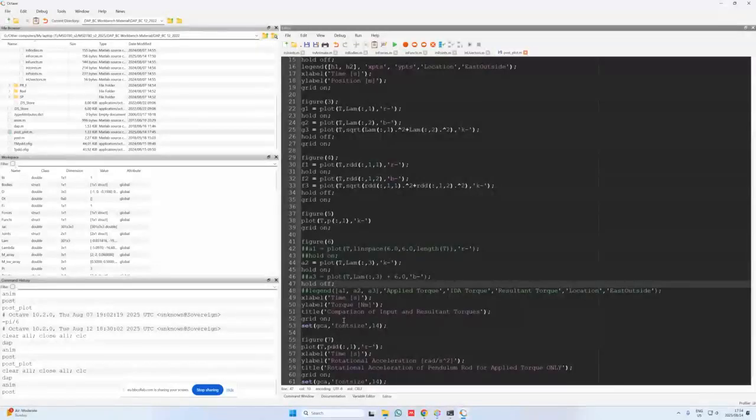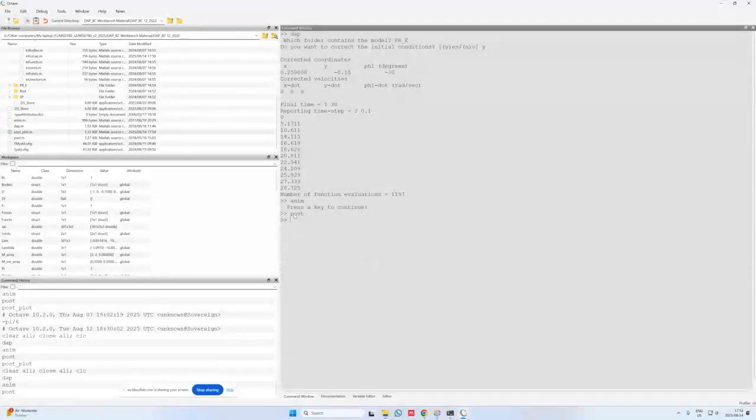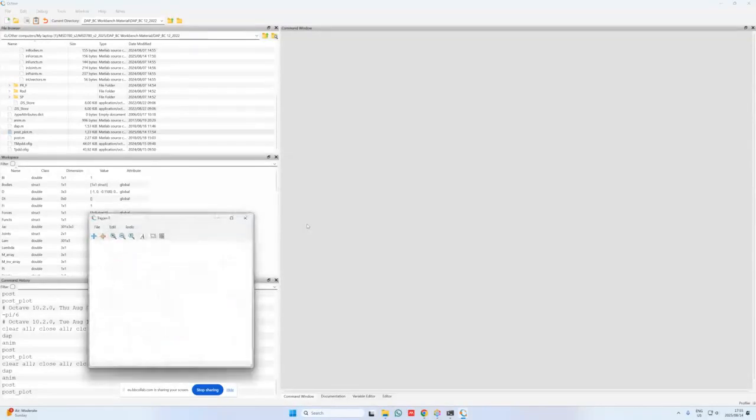Okay, so I'm just going to plot it like this. I think I'm happy with all of that. So if I then go over here, I did run post. So now I can just run post plot again.